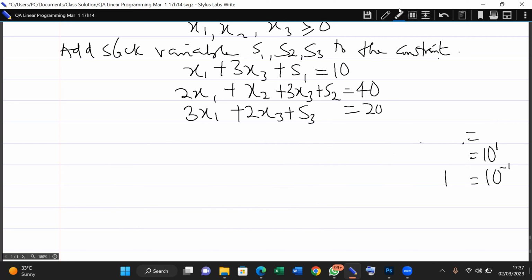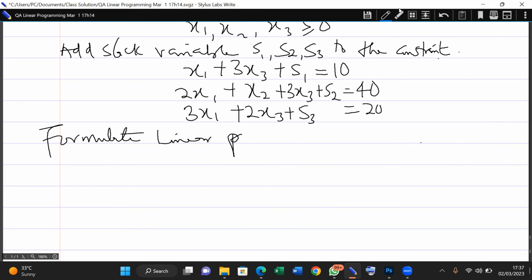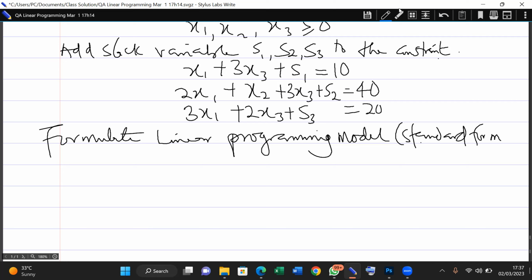This one is clear. Look, just look at what you want to do. Let's say, formulate a linear programming model. They can call it standard form, irrespective of whatsoever they might call it. Okay, so just go back to what you're doing, and that is what you're going to do.